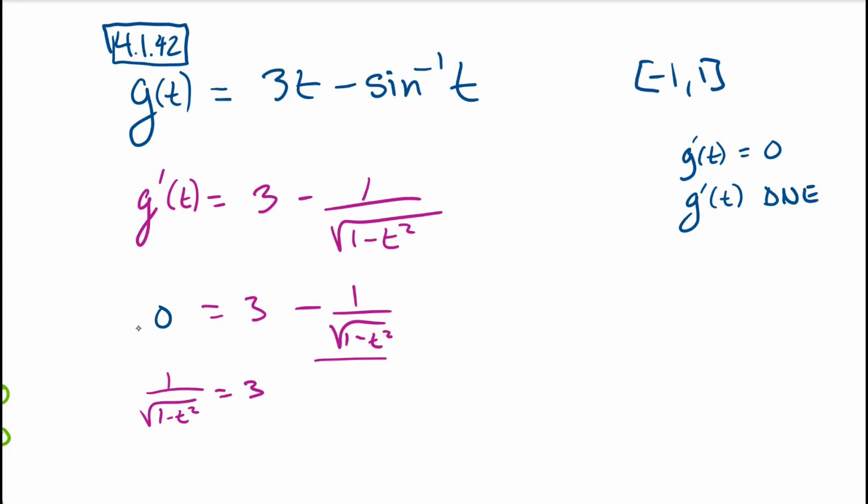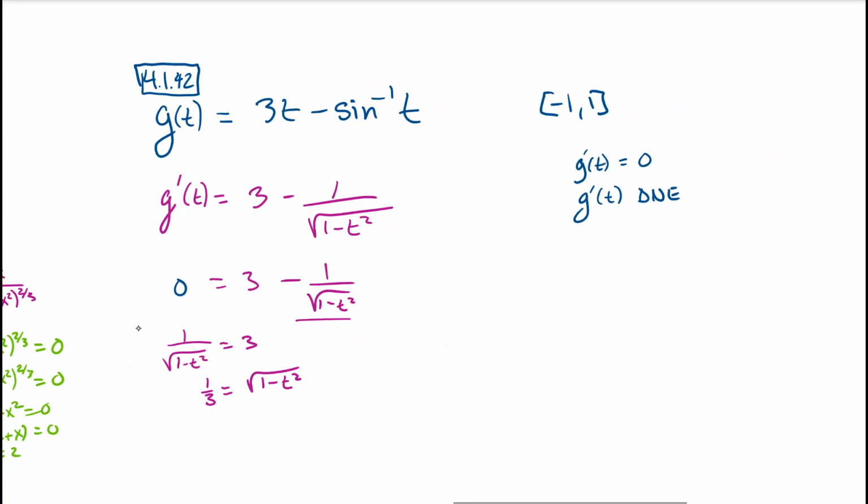Multiply over, do some stuff. You're going to find out 1/3 is equal to the square root of 1 minus t squared. A little bit of fancy algebra going on there. We just do a little cross multiplication, then divide out. It doesn't matter. Okay, let's square both sides of this. Let's square both sides, and we're going to get 1/9 is equal to 1 minus t squared.